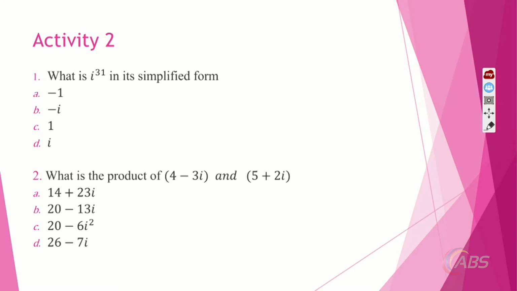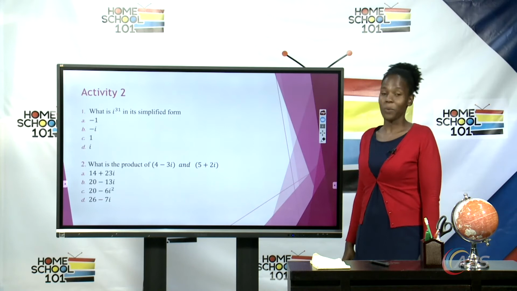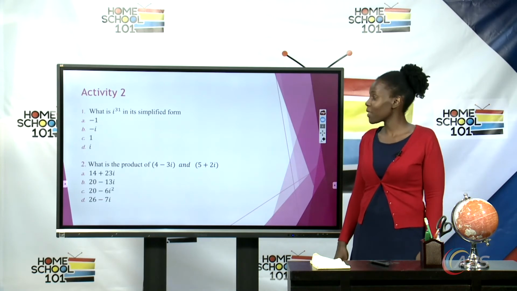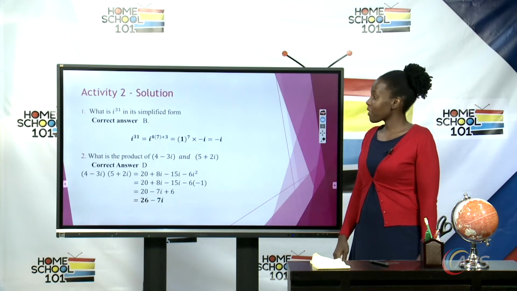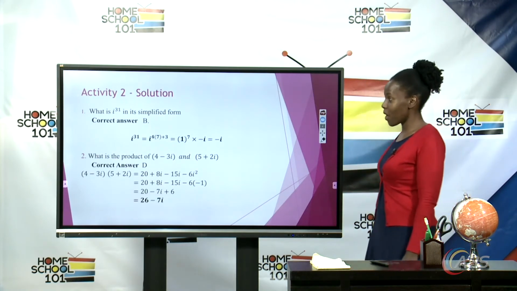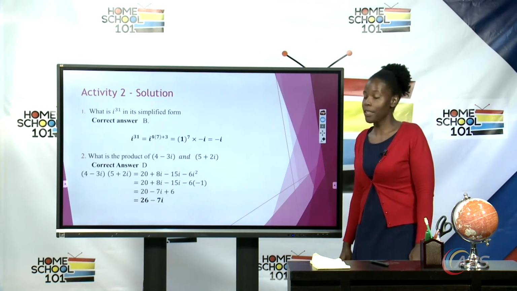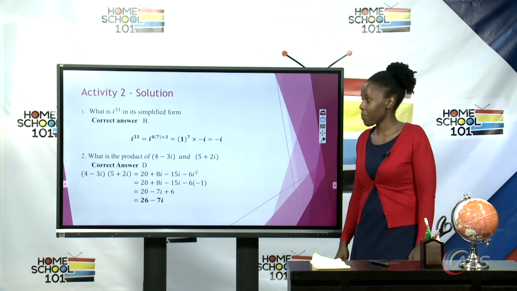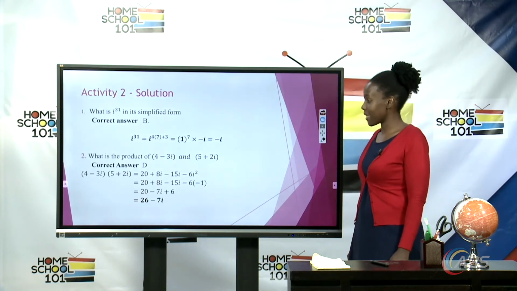Welcome back. Hopefully you're through doing both questions, and we will now go through the solutions. So for the first question, it states, what is i to the power 31 in its simplified form? Hopefully you would have gotten the correct answer, which is B. So i to the 31 in its simplified form would be negative i.